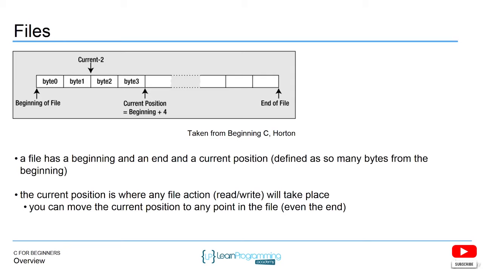So a file has a beginning and an end and a current position. The current position is defined as so many bytes from the beginning. The current position is where any file action will take place. You're going to write or you're going to read at that position. And we're going to also talk about some functions where you can move the current position anywhere you want in a file, even to the end, if you want to read at the end or write to the end.